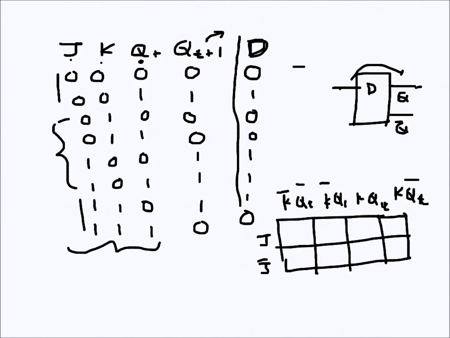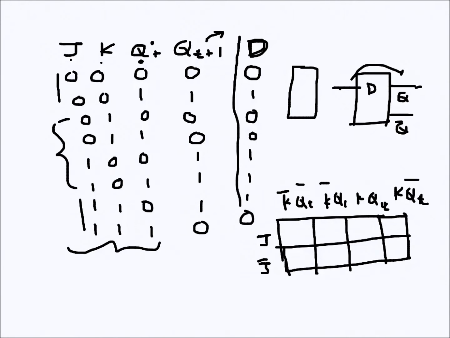So I will have something here consisting of J, K and Q, the previous Q, of course the present state Q, so that the combination of that will go into the input of the D flip-flop, so that the input goes to the output. So that's how I'm trying to do it.